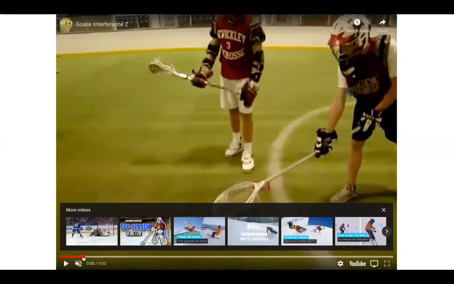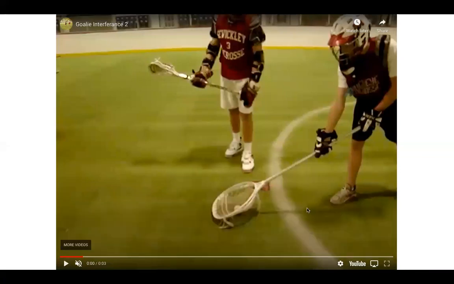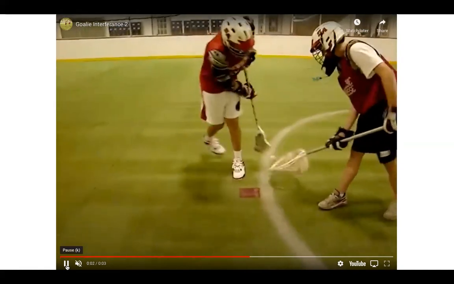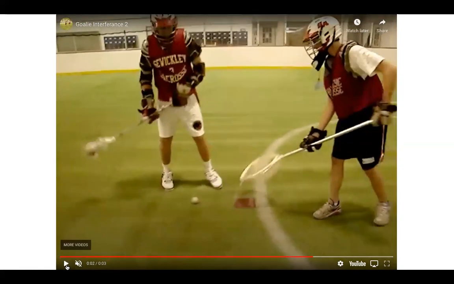So, goalie is possessing the ball. He is within the crease. His stick is outside the crease. As soon as he possesses the ball, he cannot be stick checked. If he's playing a loose ball, he can be stick checked. This is a play on for goalkeeper interference.